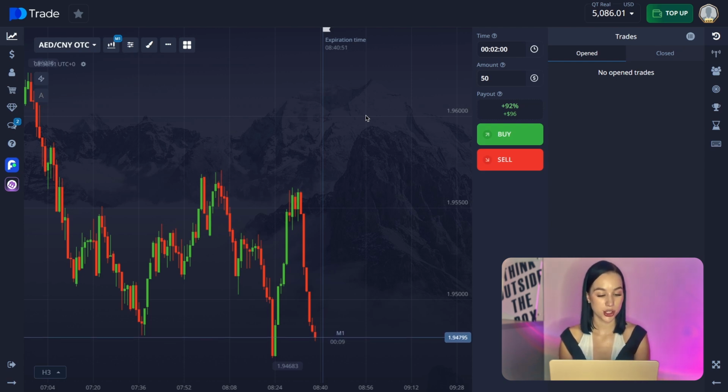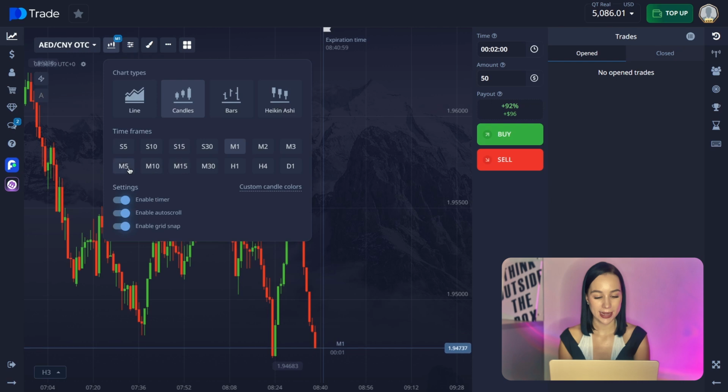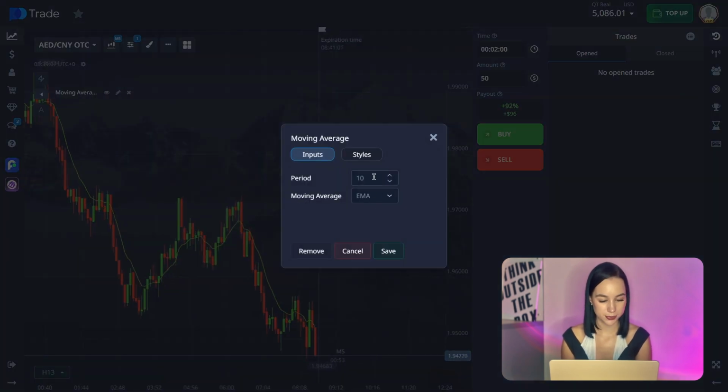So for the next strategy, we changed the time frame to M5, so each candle is going to last 5 minutes, and the moving average as well. We changed it to EMA and the period is 50. Yes. Let's also change the line width. We click save. Okay, perfect.